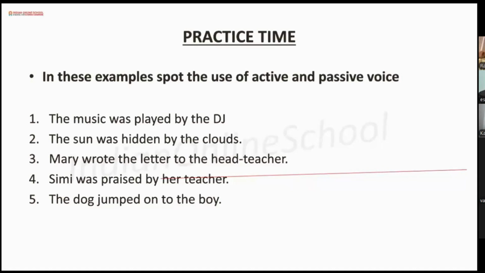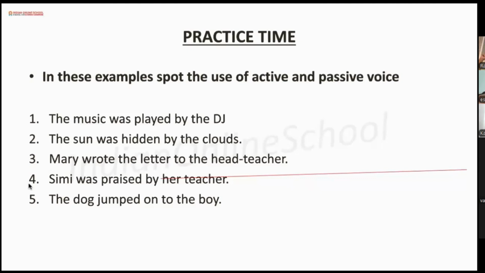Now, Shraddha, can you tell me the third one? Active, ma'am. Tell me the third one. Mary wrote the letter to the head teacher. This is an example of active voice, right?